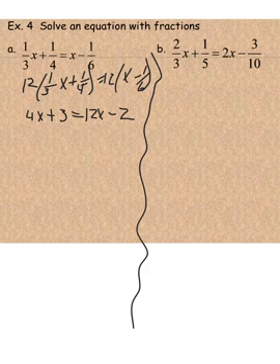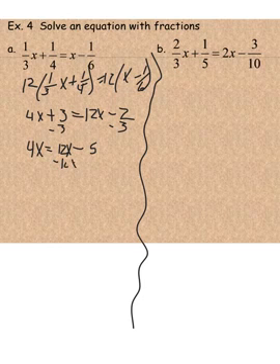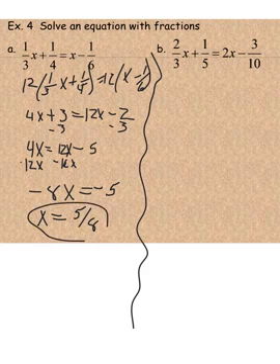So now we'll look to combine like terms, so I'll subtract 3, and then you have 4x equals 12x minus 5. Then we'll subtract 12x from both sides. And that's going to give me -8x equals -5. And we'll divide both sides of the equation by -8, which will give me a positive 5/8.